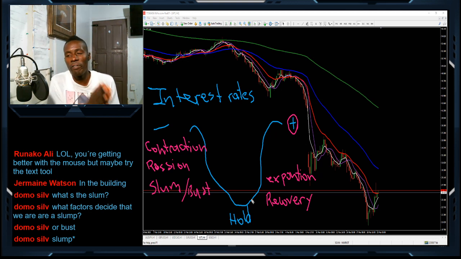When money is not available to people, right? Yeah, that is where we are in the slump. And then we'll bail out of that and up, up, up, up, up. Recovery, expansion. Right? So this helps me to time the market.